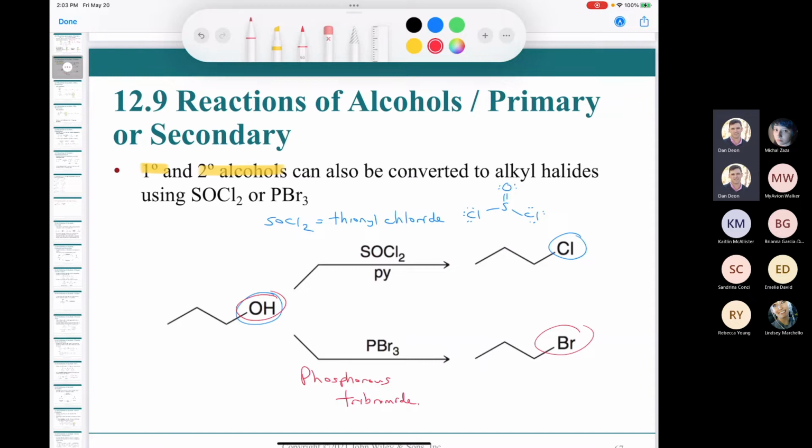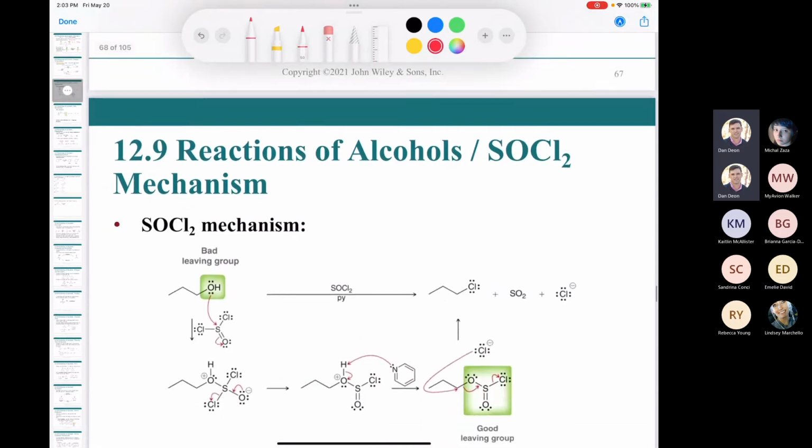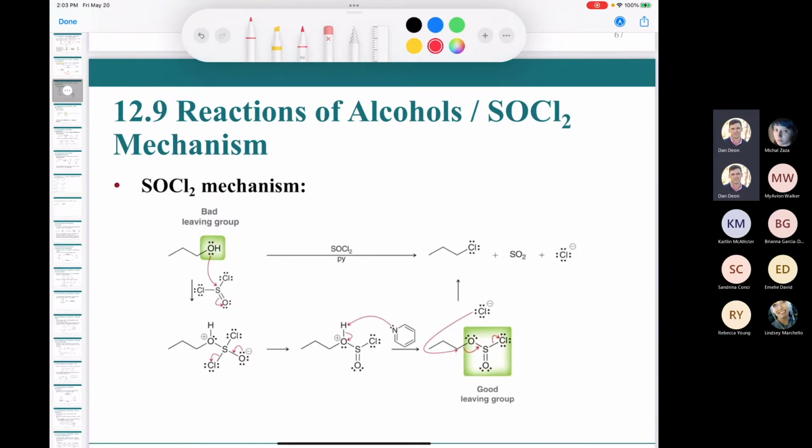I don't ask my students to know the mechanisms for these, but the mechanisms are shown here. I'll scribble it in here. I'll just put will not ask mechanism. I'm not going to write do not need to know because you need to know everything, but will not ask mechanism. However, the mechanism for the formation of a chloride from thionyl chloride and pyridine and a bromide from phosphorus tribromide, they both have something in common.